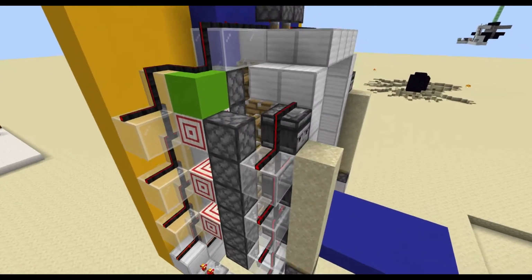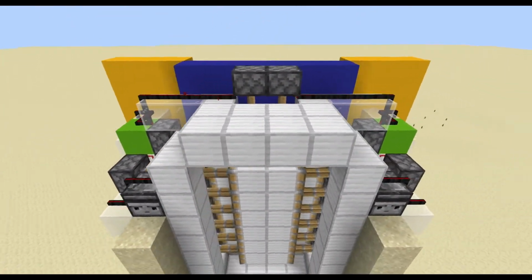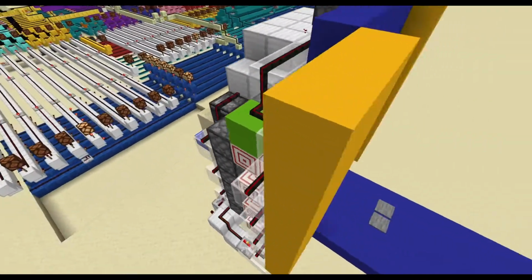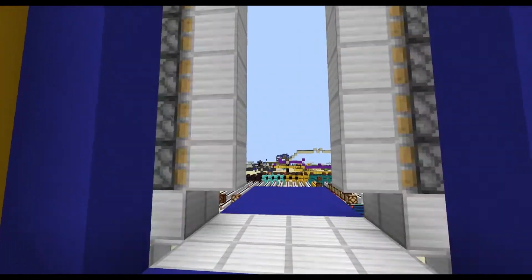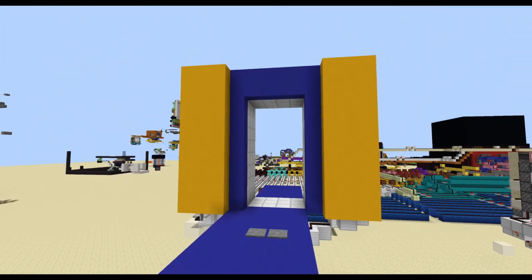If you want to build this yourself, it's really just a repeating pattern all the way up. I feel like I've done a fairly good job at this. They were quite happy with it, so that's good.